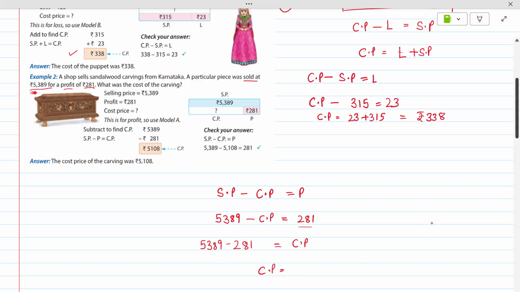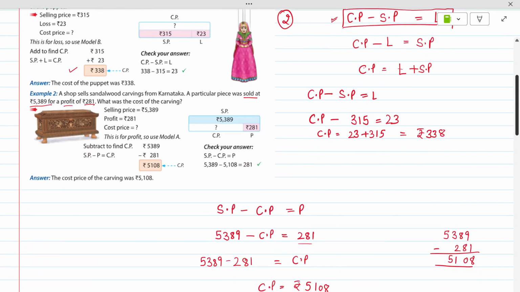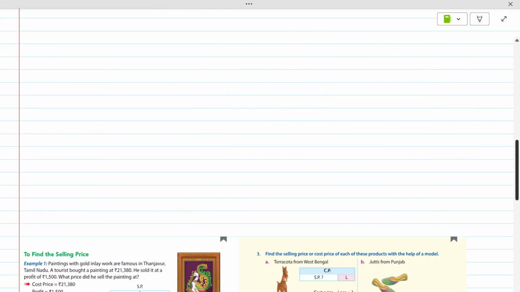It will be 5,389 minus 281, which is 5,108 rupees. Okay, so this is 5,108. This is the cost price. So I hope this example is clear. You just have to remember these two things and we can put the values and find out the required values.